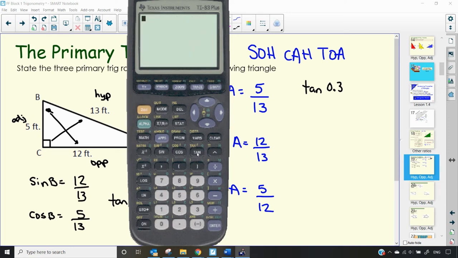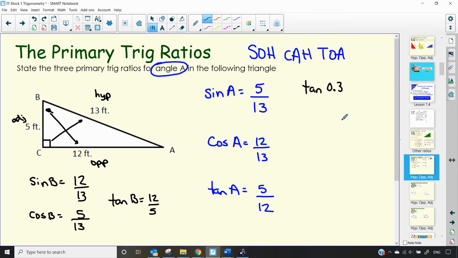If I was being asked to find tangent of 0.3, tan of 0.3, I would have 0.005. If I was asking you for sine of 65, sine of 65 would be 0.906. If I wanted to, let's go with a ratio that I might know a little better here. If I was looking at a 3, 4, 5 triangle, and I wanted to figure out what that angle was.